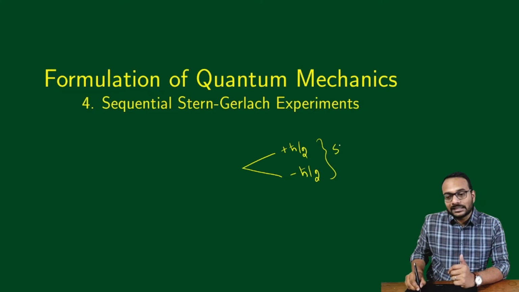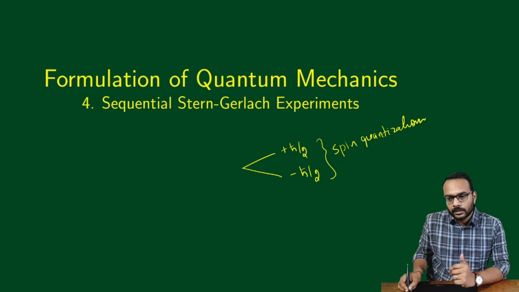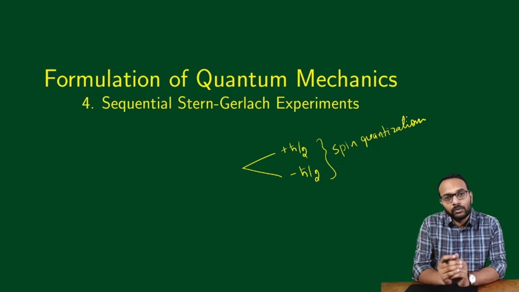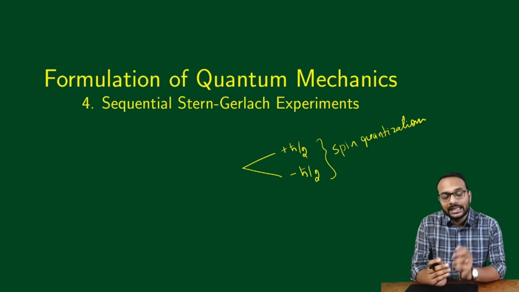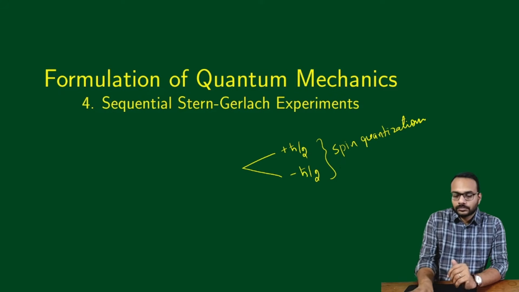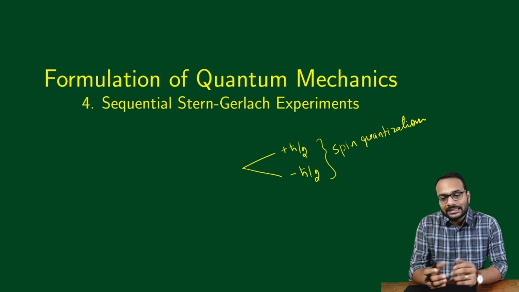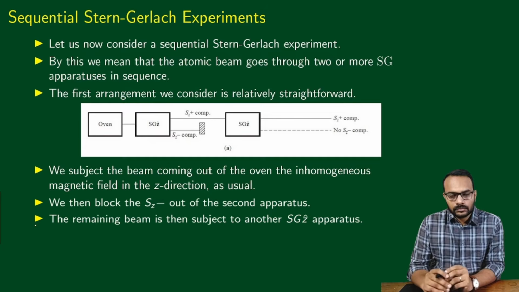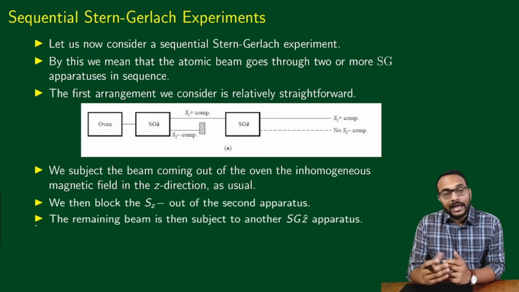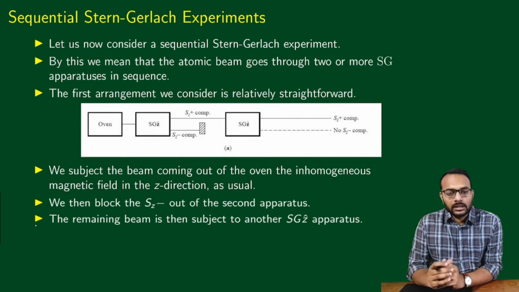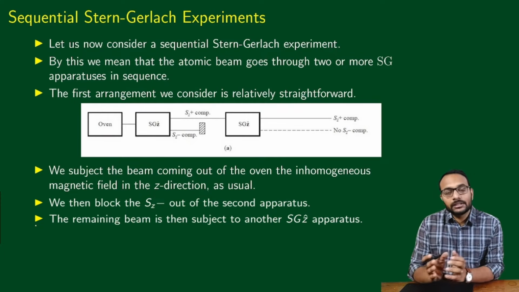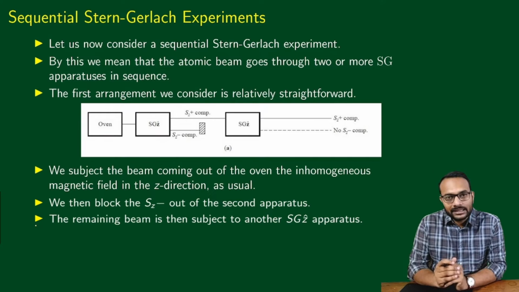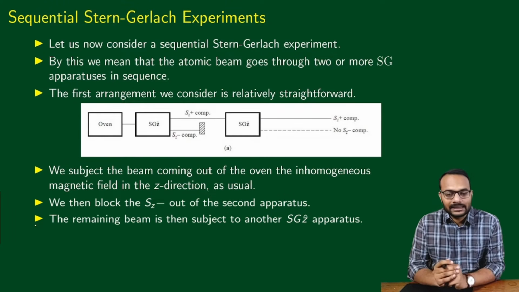So based on this, we said that spin is actually quantized. We call this spin quantization. This means that if you project the spin vector along the direction of a given magnetic field, it can take only two different values, never in between. Now let's go a little bit further with this Stern-Gerlach arrangement: sequential Stern-Gerlach experiments. By this we mean that the atomic beam goes through two or more Stern-Gerlach apparatuses in sequence. Instead of passing the atomic beam through one apparatus, we'll pass it through a sequence of apparatuses.